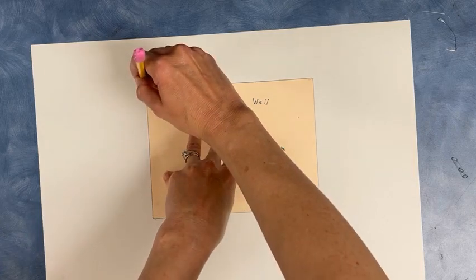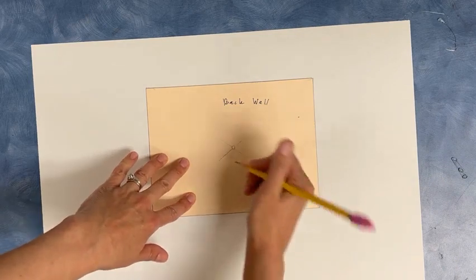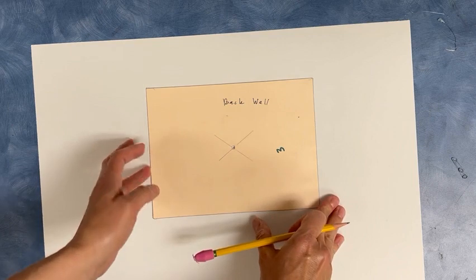And then there's a hole in the center of that tracer, and I want you to put a dot right there, and that is going to be your vanishing point. So everything is going to line up to that point.